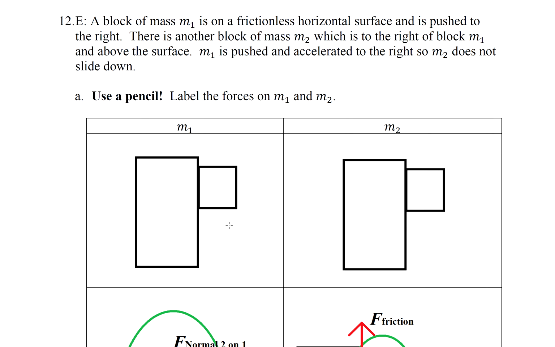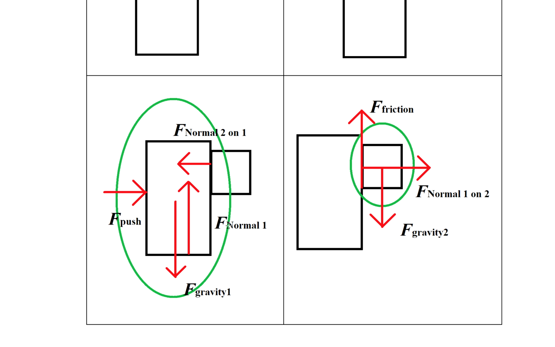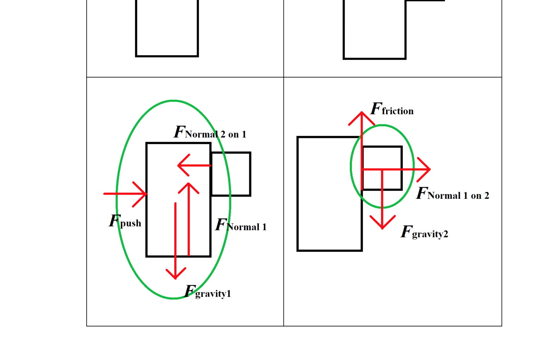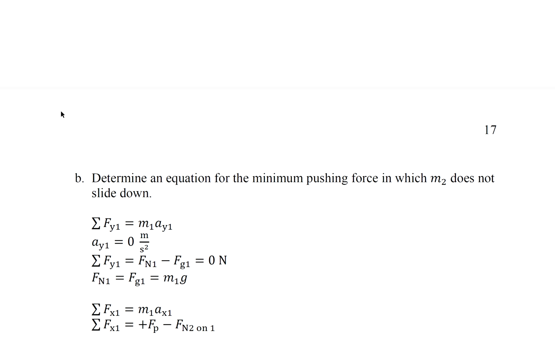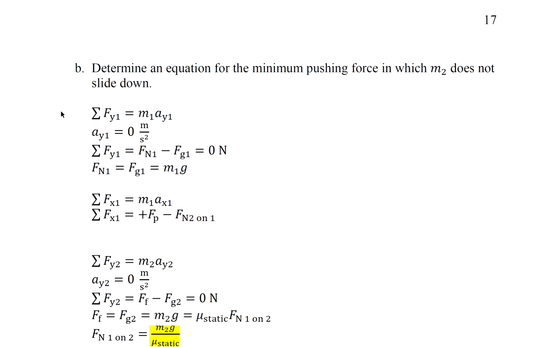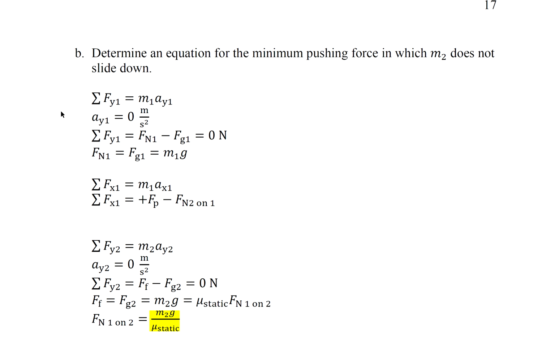So label the forces on m1 and m2. Circle the object, label the forces. For the first image on the left, the bottom left, those are the forces on m1. And for m2, you circle the object, you label the forces. Part B, determine an equation for the minimum pushing force in which m2 does not slide down.